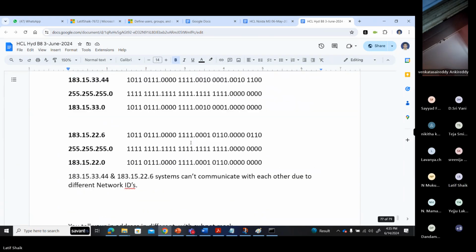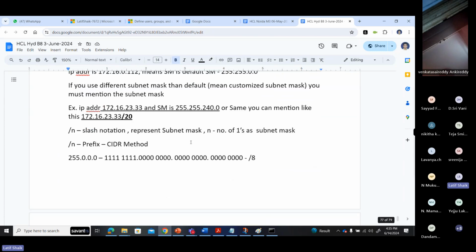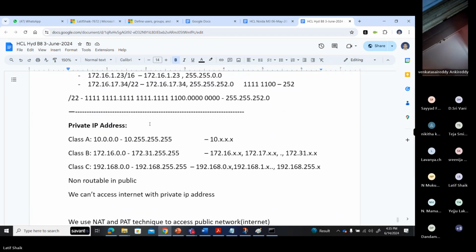Okay. I'm not going through all these things. What is the leftover part? Yeah. These are the private IP address, public.